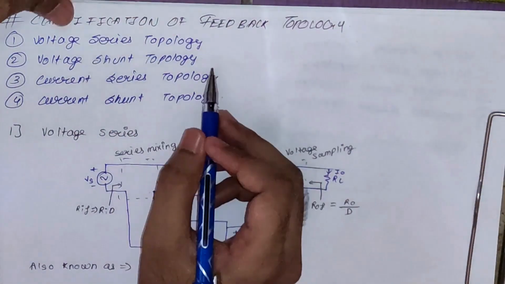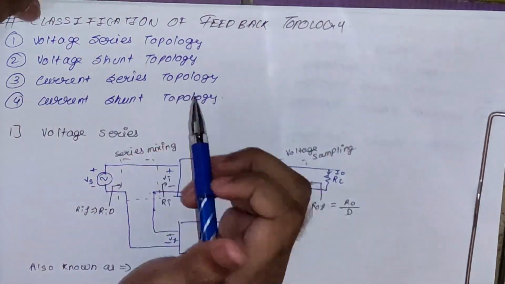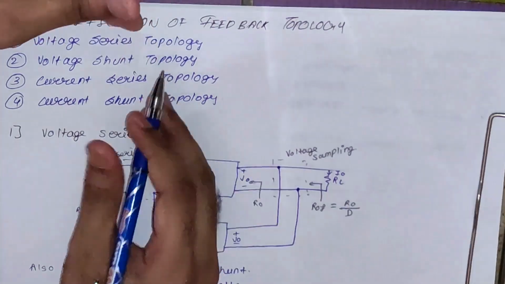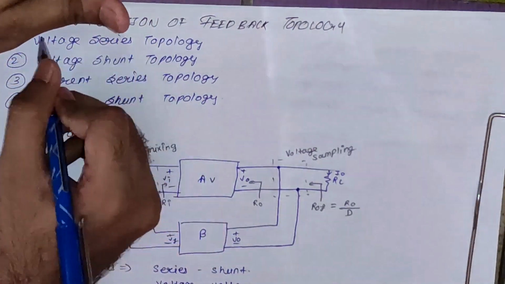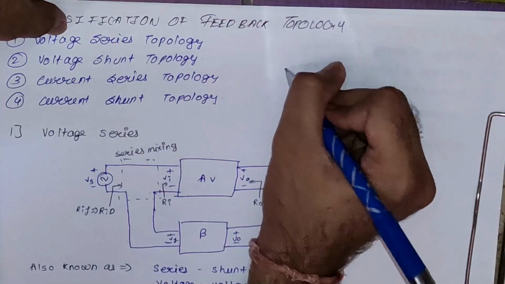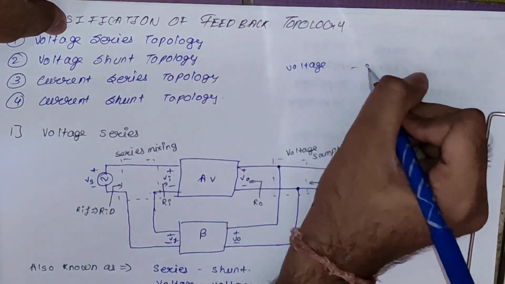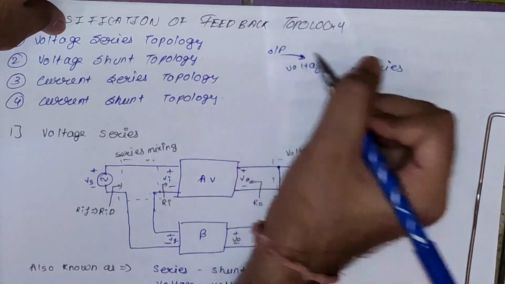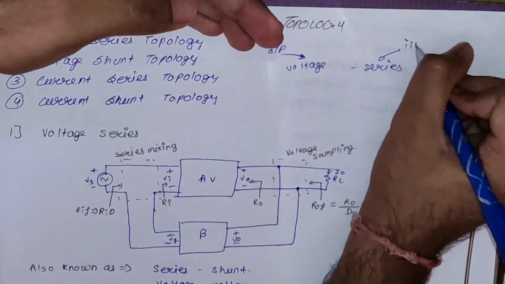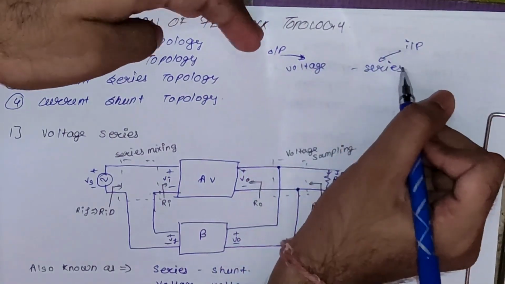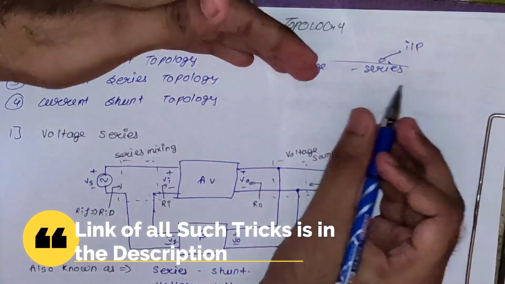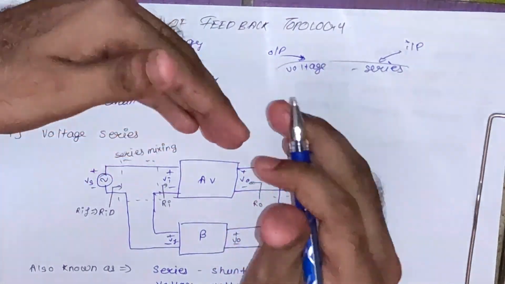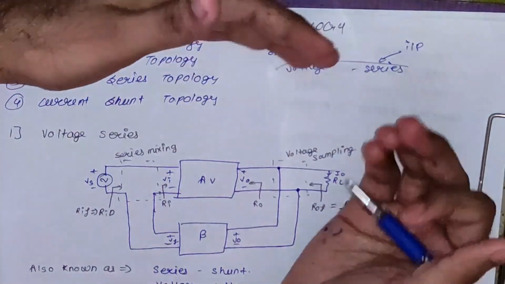Now let's see classification of feedback topology. We have four topologies. First one is voltage series topology, then voltage shunt, current series, current shunt. Before going to the connection we should know the format in which these terms are written. So you can see here we have voltage series. The first term says about the output and the second term says about the input. So whenever you get this type of format, like voltage series or current shunt, the first term says that in output we are having a voltage sampling and at input we are having a series mixing.